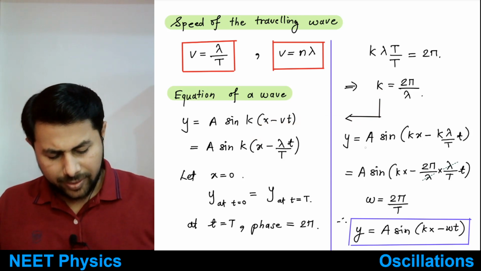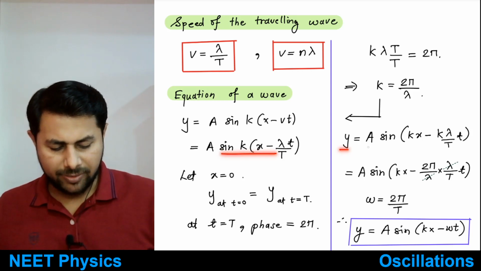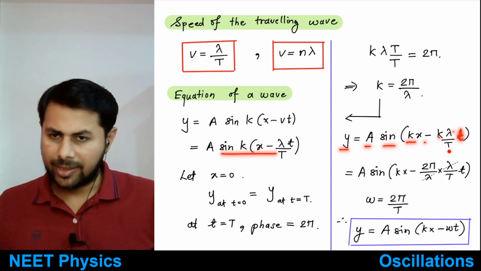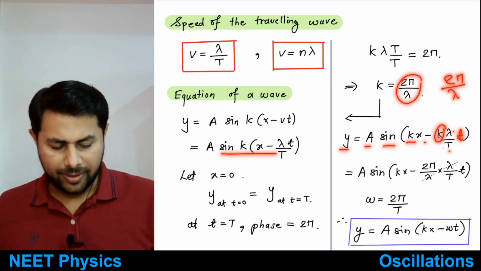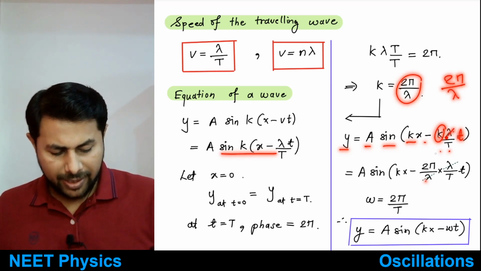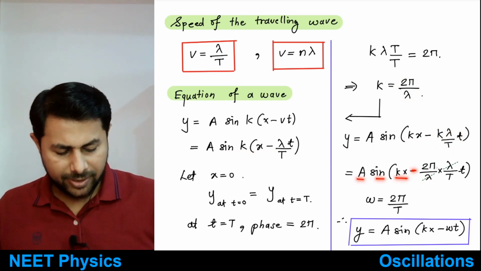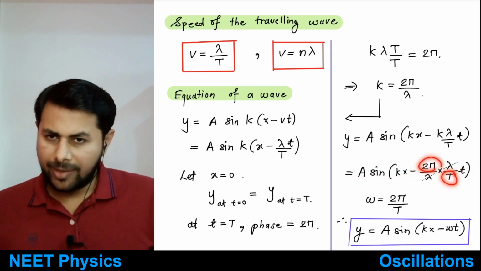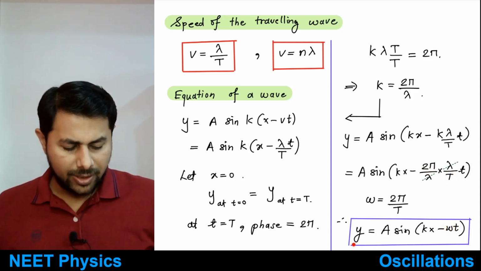So here, we multiply this equation by k. You will get y is equal to a sine of kx minus k times lambda small t by capital T, and here we will substitute k is equal to 2 pi divided by lambda. This lambda and lambda will get cancelled, and what remains is a sine of kx minus 2 pi small t by capital T, and 2 pi divided by capital T is equal to omega. That's why you get another equation, y is equal to a sine of kx minus omega t.